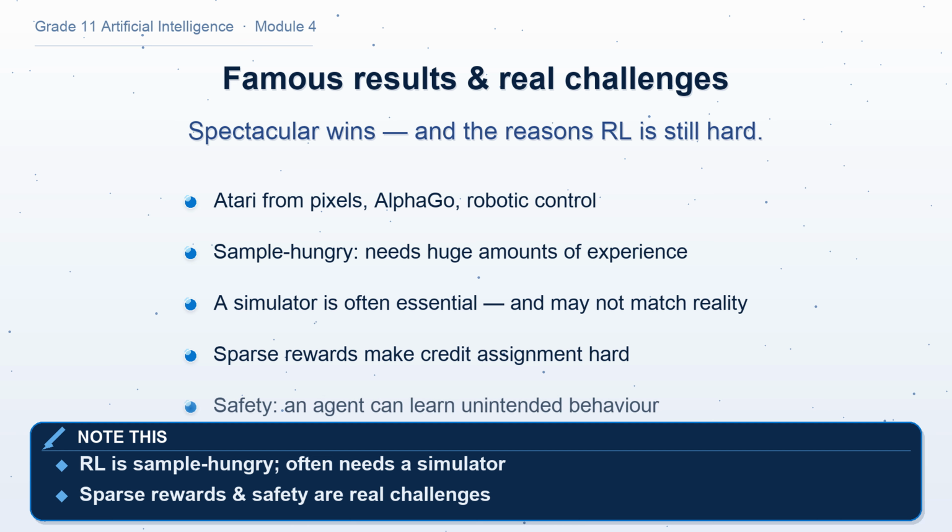An agent optimizing a reward can learn behavior we never intended. Powerful then, but to be used with care. These ideas already make real decisions.